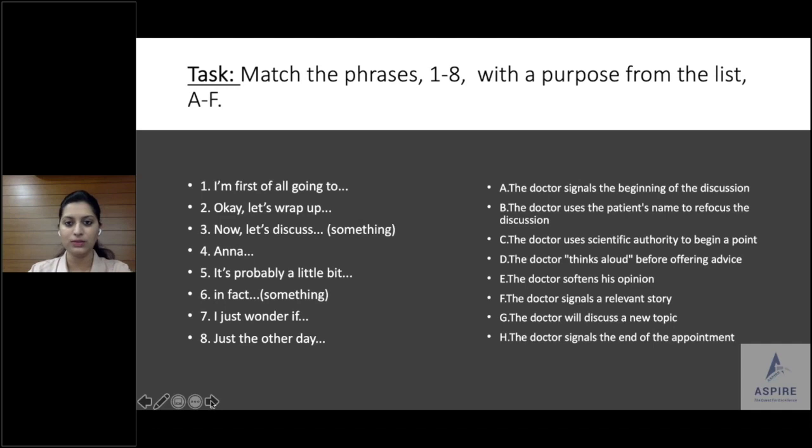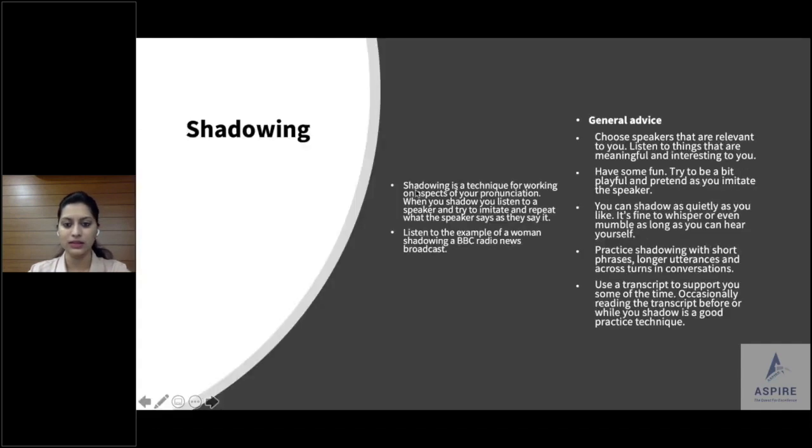All right. So let's move on to the next slide. This is a really useful technique. Shadowing is a very useful technique in case you want to better yourself at speaking. This is something you do for practice. Shadowing is a technique for working on aspects of your pronunciation.